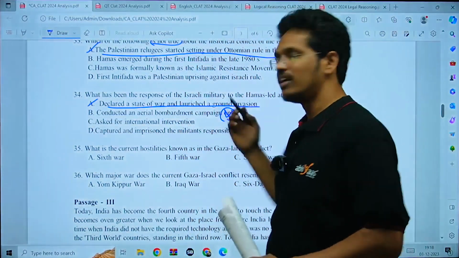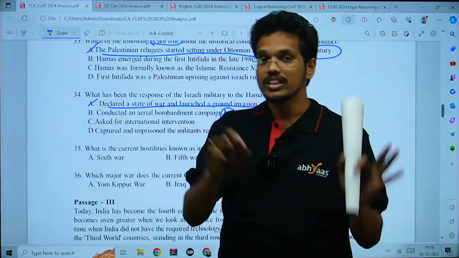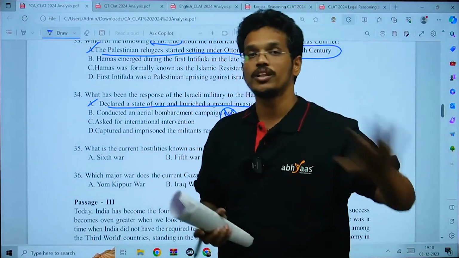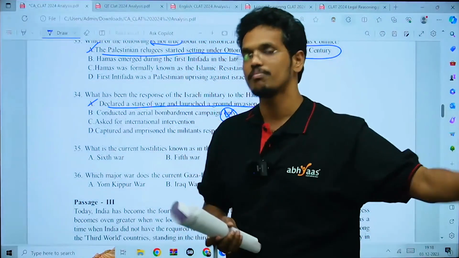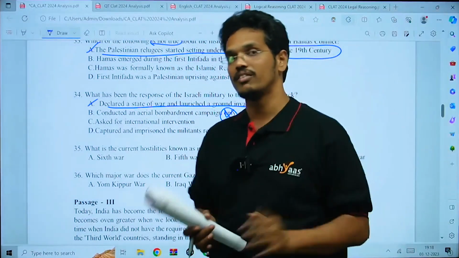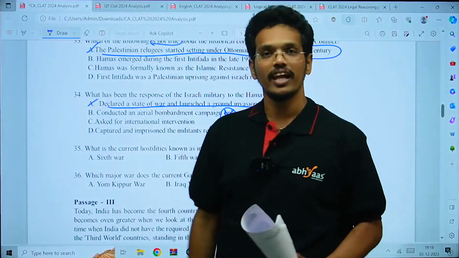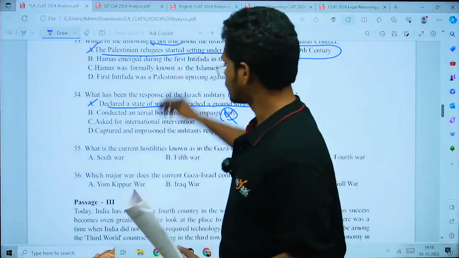Captured and imprisoned the militants responsible. Till now, Israel has not found the responsible person. They have captured the Hamas people, but not the ones actually responsible who invaded. So option A is the right answer.